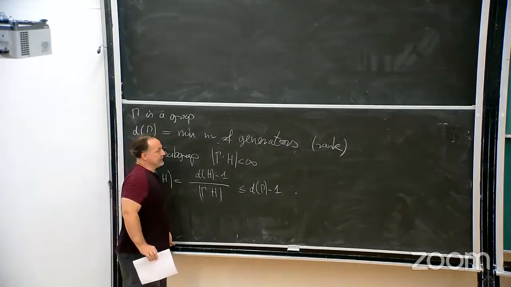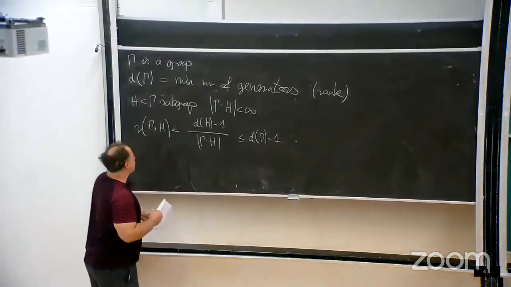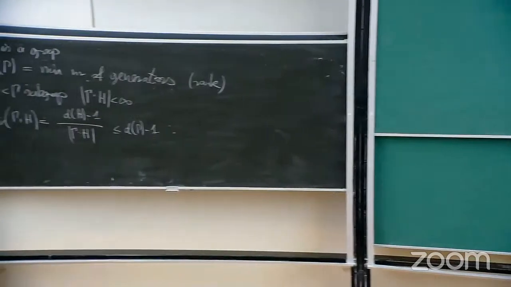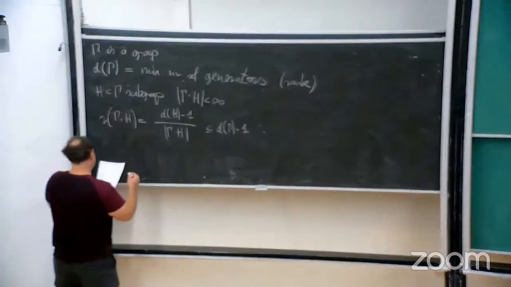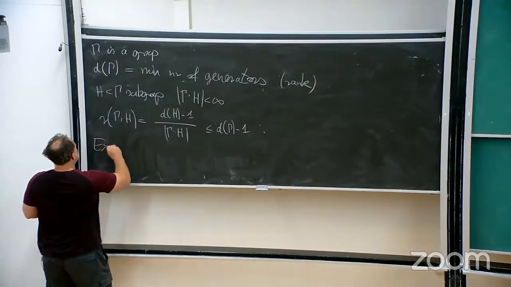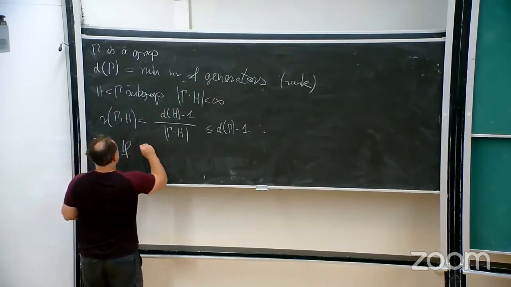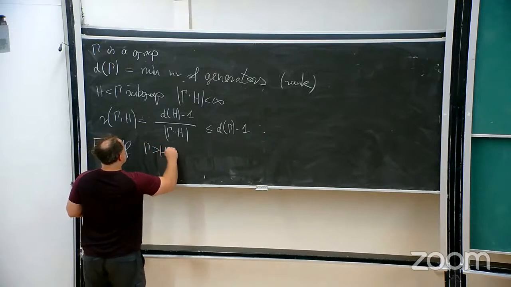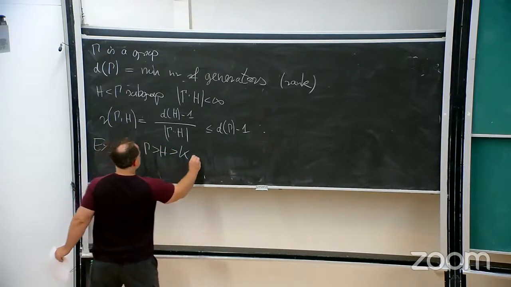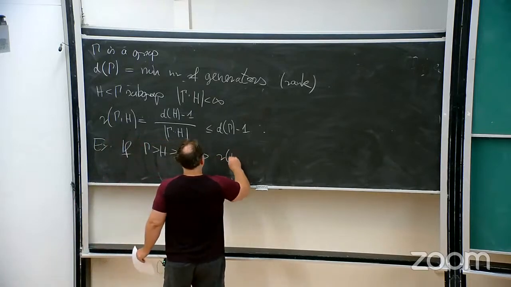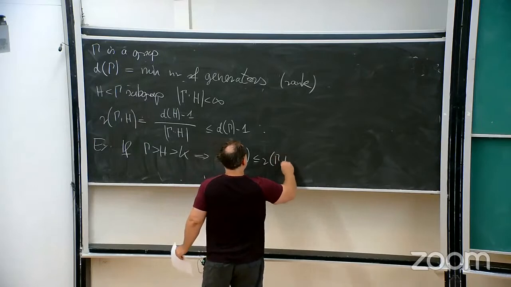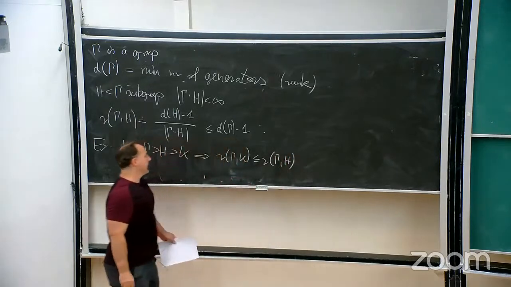So this is trivial, and it's also an easy exercise: when you have two subgroups where one contains the other, okay? So exercise: if H is a subgroup of K, which is a subgroup of Γ, then R(Γ, K) is less than or equal to R(Γ, H), okay?